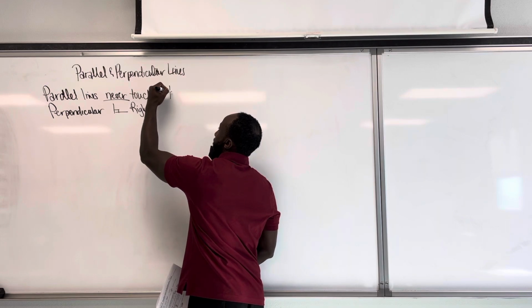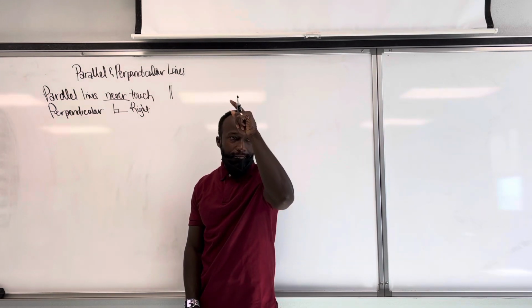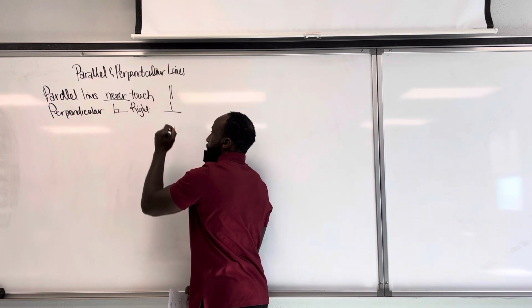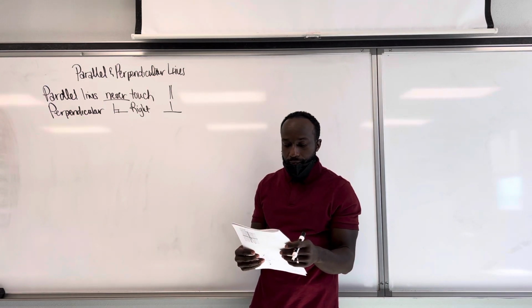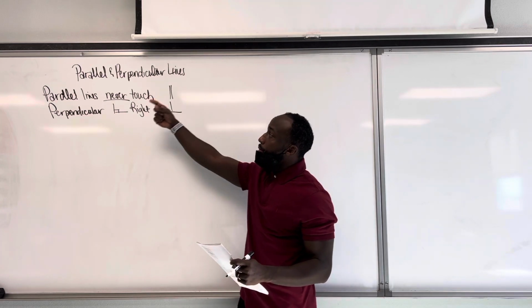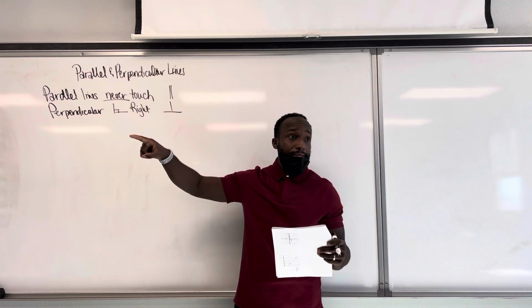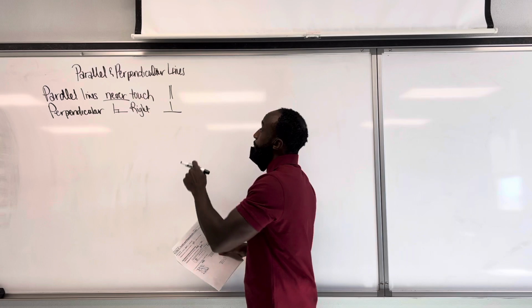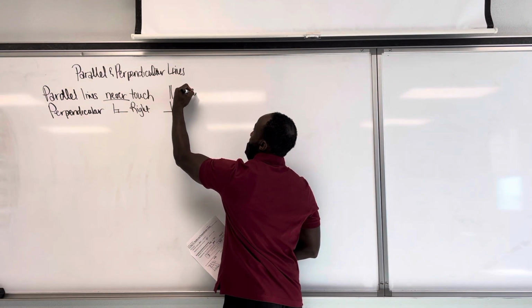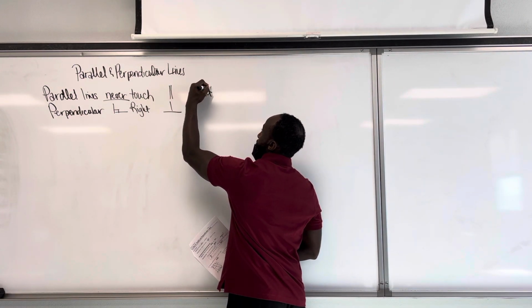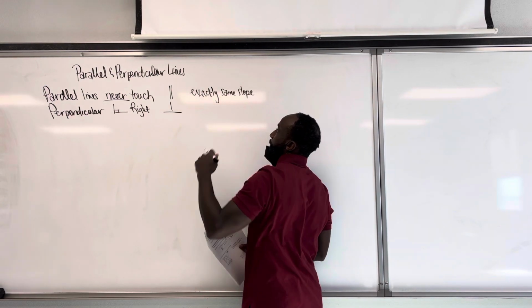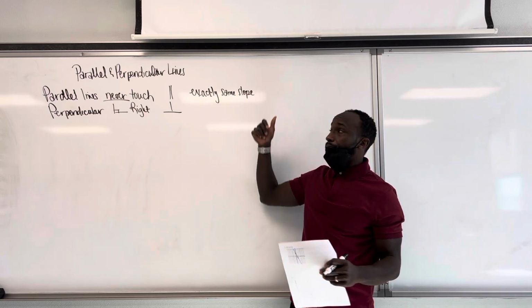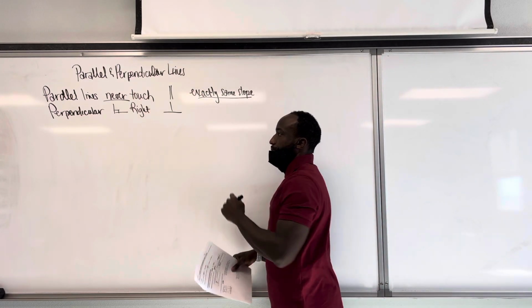Now, here's the sign for parallel lines. It's these two lines here. And this is the sign for perpendicular lines. Now, in Algebra 1, we're going to talk about the slopes of parallel and perpendicular lines. So here's the deal. Parallel lines have exactly the same slope.